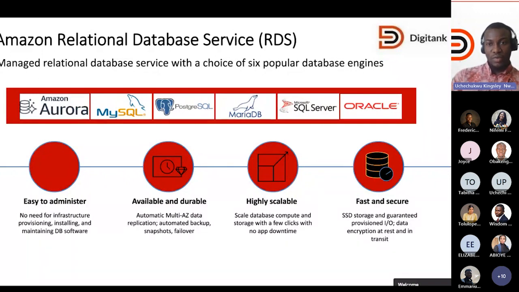So the key characteristics of Amazon RDS, Amazon Relational Database, is easy to administer. You don't need to provision any infrastructure, and they manage the database software. It's highly available, because there is an automatic multi-availability zone setup by AWS, and it's also highly scalable, fast and secure. It's quite fast because of the kind of storage being used for the database. It uses SSD storage to improve the performance of the database. All right, so I'll be moving on.